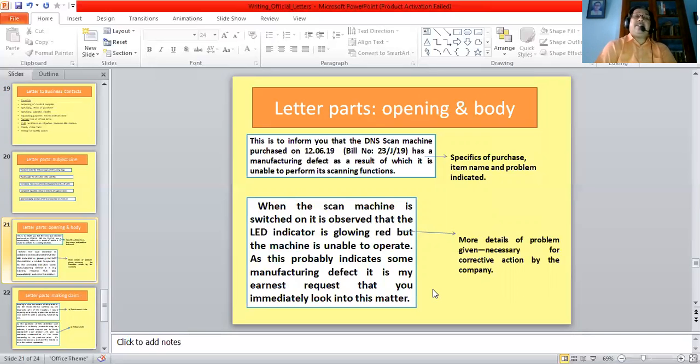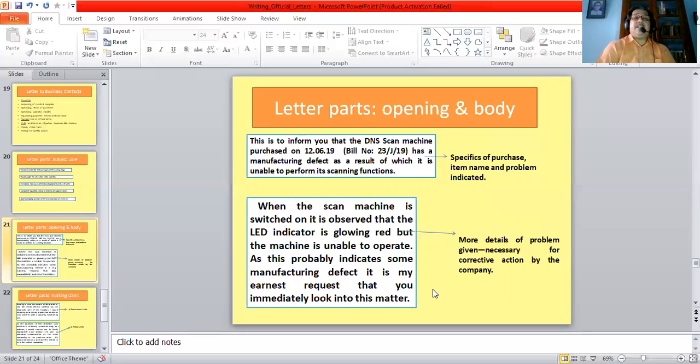Now here, first of all, the specifics of purchase are given in the introductory paragraph. This is to inform you that the DNS scan machine purchased on 12/6/2019, the bill number is given, has a manufacturing defect as a result of which it is unable to perform its scanning functions. So right at the very outset, the problem is highlighted. Then more details are given after this in the body of the letter.